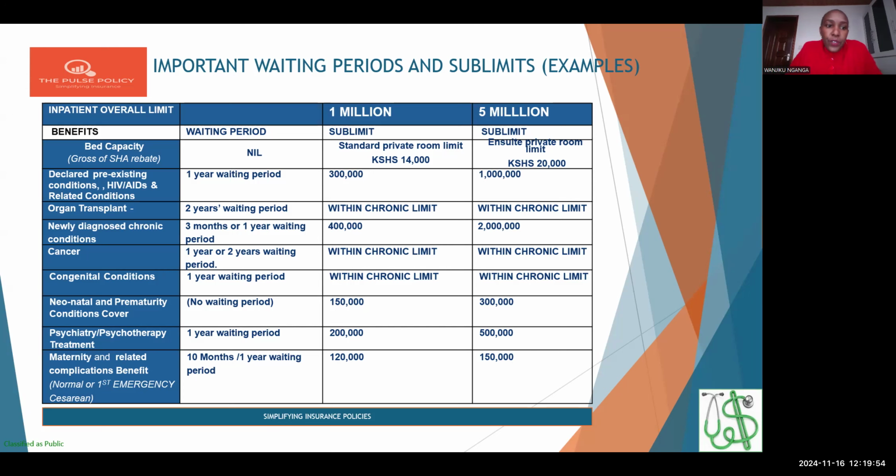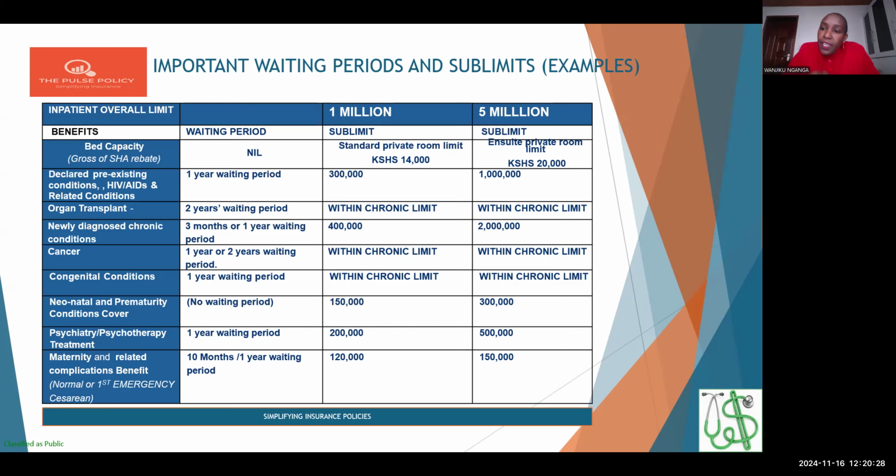So the first benefit I've looked at is the bed capacity. I have discussed this. For example, the first example they have given is a cover of 1 million and a person who has a cover of 5 million. A person with 1 million can get a standard private room of 14,000 or maybe a general ward. Somebody with a 5 million cover may get an en-suite private room with a limit of 20,000. These are just examples. So you need to understand your cover. I'm just putting this here for you to understand your policy.